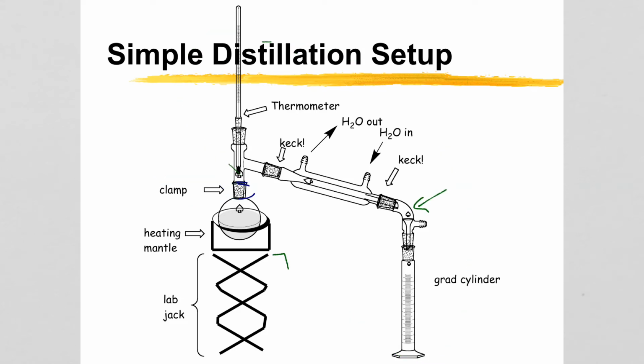The other thing that's different is that we're going to have this resting on a lab jack rather than an iron ring, which is that blue thing that some of you were using in your lab last week to support the beaker that was holding the test tube with your outlet from your fermentation in it. Also, in the distillation flask, rather than a magnetic stir bar, we're going to use boiling chips, and boiling chips do the same thing as the boiling stick you had last week in your recrystallization, and they just prevent the mixture from bumping. Other than that, the rest of the setup is pretty much the same.